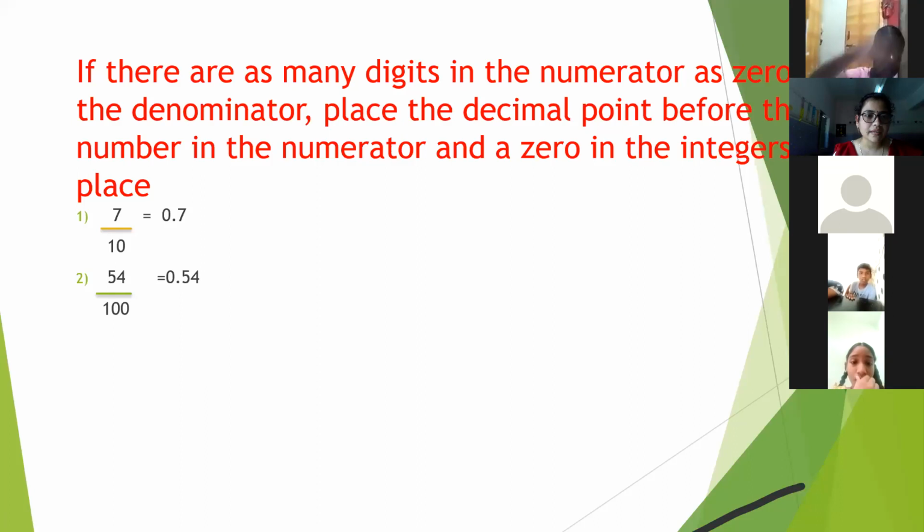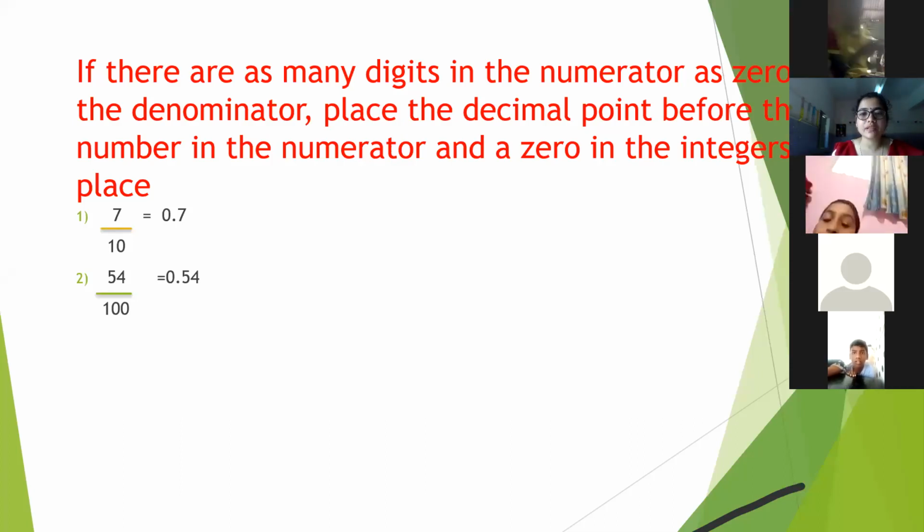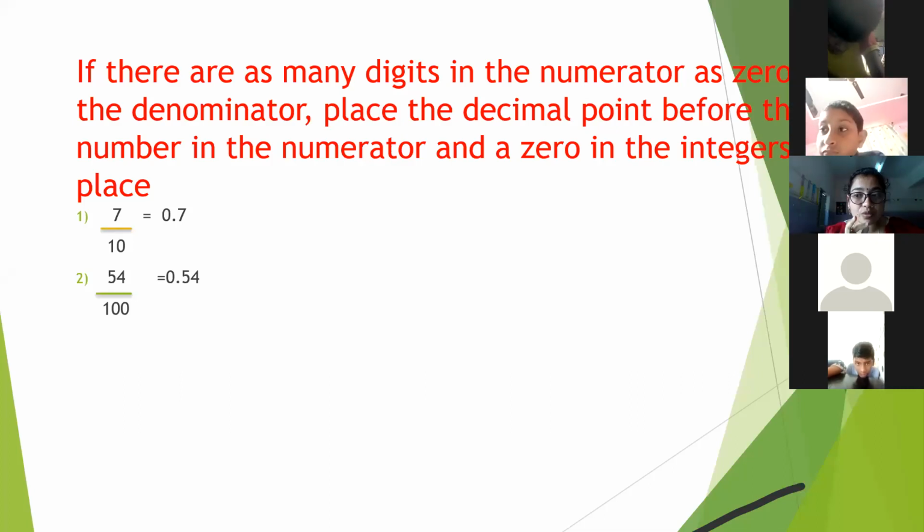Yes, ma'am. Tell me how many numbers are given in the numerator? In the numerator there are two numbers. Very good. And how many zeros in the denominator? The denominator is given 3 numbers, but I'm asking about zeros. Two zeros are there.